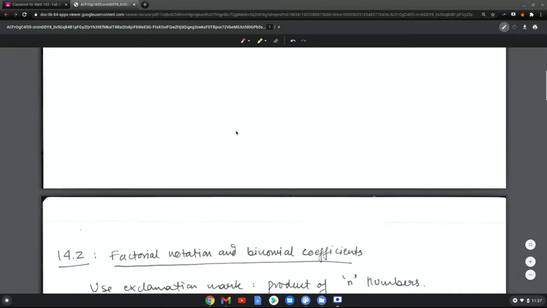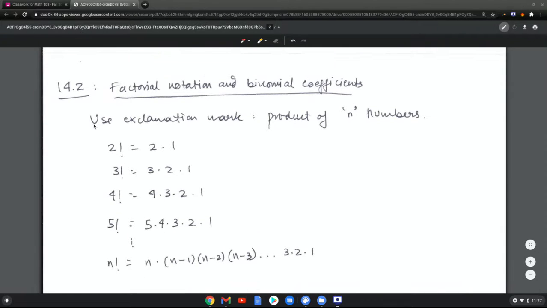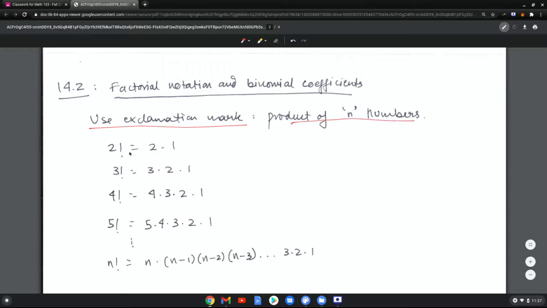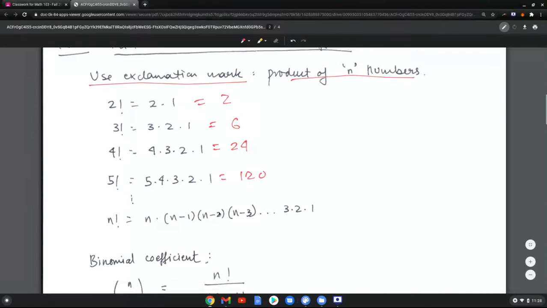The new notation that we are going to learn about is called factorial. We use an exclamation mark, and what it means is the product of n numbers. So 2 factorial is 2 times 1, which is 2. 3 factorial is 3 times 2 times 1, which is 6. 4 factorial is 4 times 3 times 2 times 1, which is 24. 5 factorial is 120, and so on.